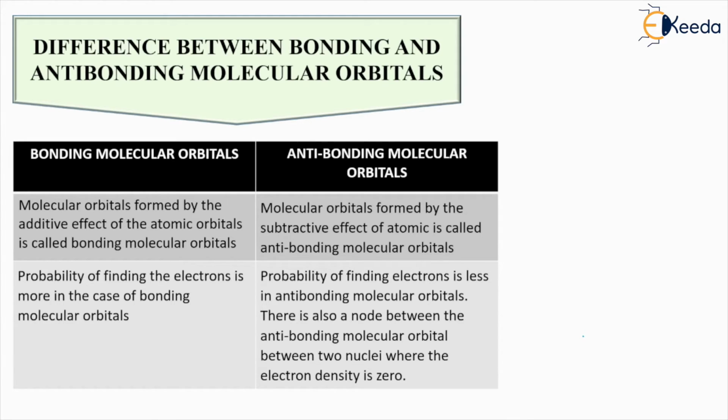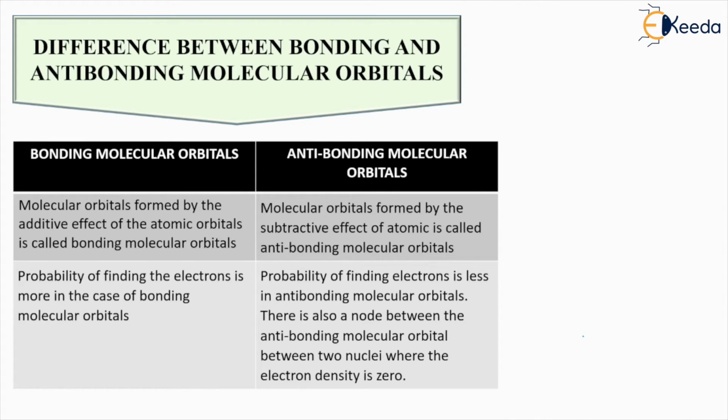For anti-bonding molecular orbitals formed by the subtractive force, that is psi A minus psi B, are nothing but my anti-bonding molecular orbitals. The second point is that the probability of finding the electron is more in the case of bonding orbitals. That is but obvious because they are giving us the bond, and then we can find the electron in the bond. The probability of finding electrons is less in the anti-bonding molecular orbitals.